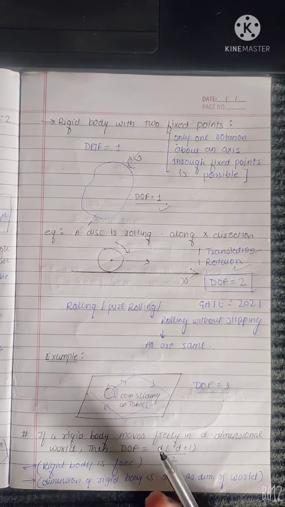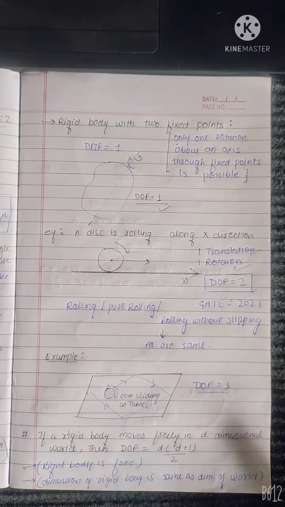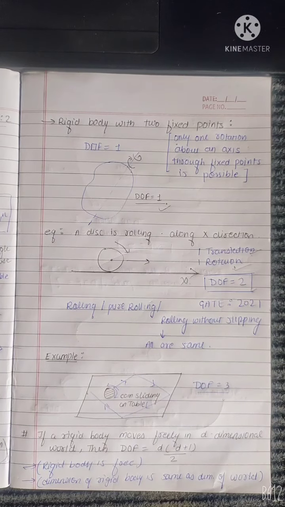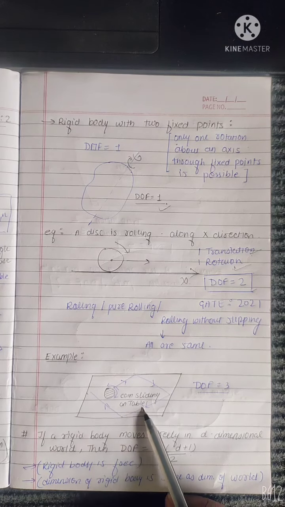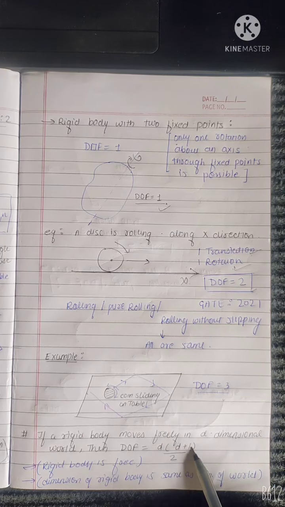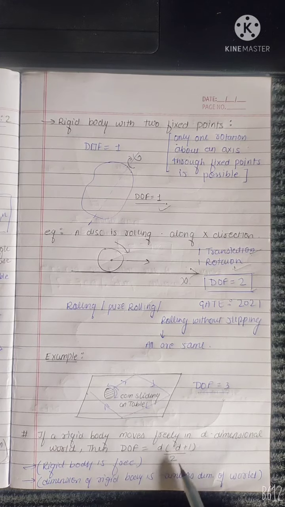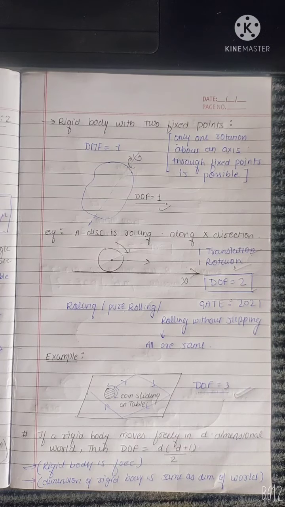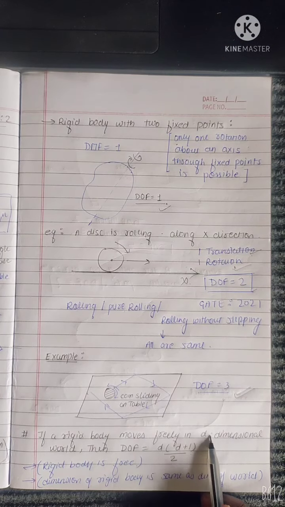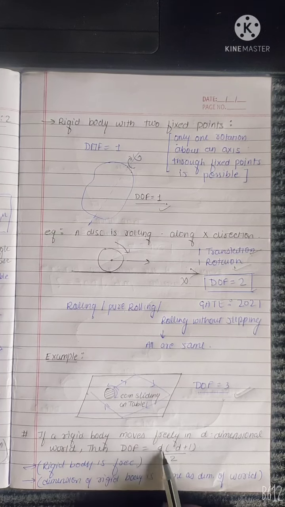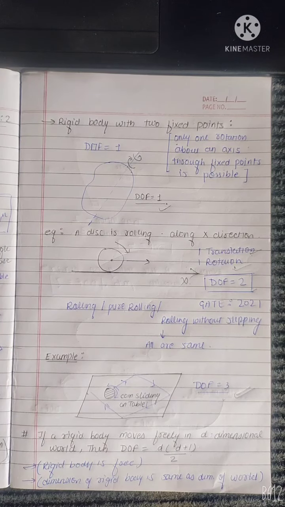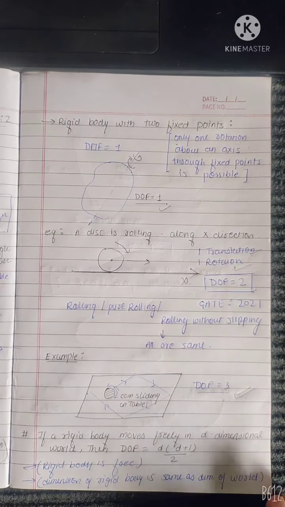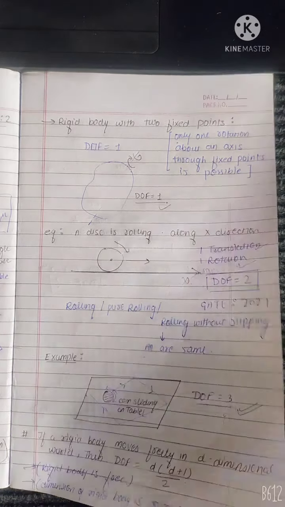For example, if we consider this case, a 2D table, the coin is also going in 2D, x and y. So if we apply the formula here, 2 into 2 plus 1, that is 3, 2 into 3, 6 by 2, that is 3, answer verified. So what we get here: if an object is moving in a d-dimensional world, its degree of freedom will be d into d plus 1 by 2, keeping in mind that the object should have the same dimension as the world and the rigid body should be free.